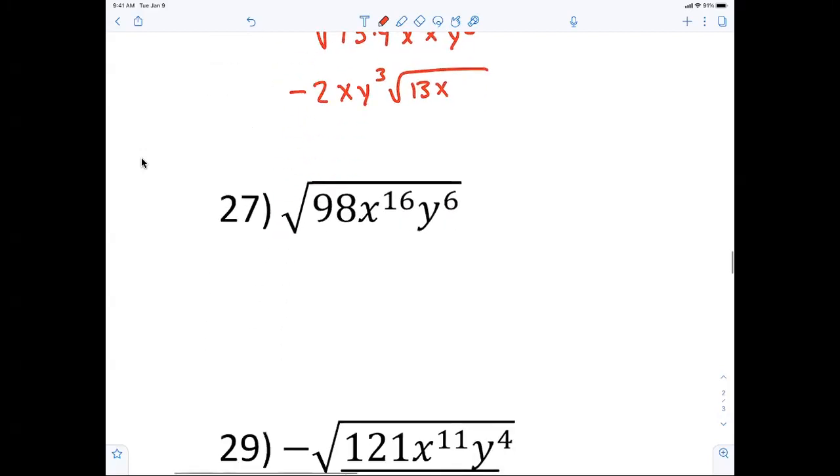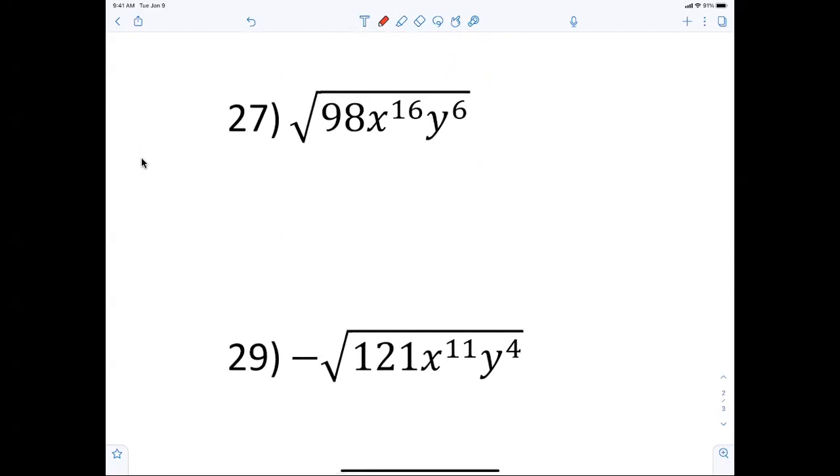All right, here we go. Number 27. Come on, girls. Someone's up. One of the girls. Who's going to volunteer? Thank you. Good job, girl.